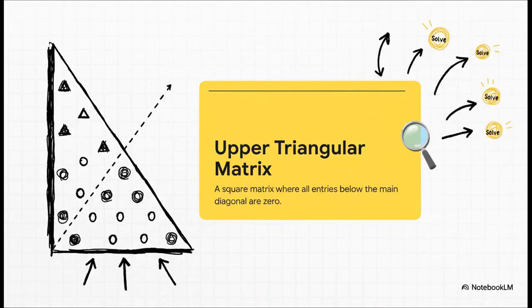And this is what we're aiming for. This beautiful thing is called an upper triangular matrix. Just look at it. See how all the numbers below that main diagonal line are all zeros? Once you get a matrix looking like this, solving it becomes incredibly easy. You just solve the last equation, which is super simple, and then you work your way back up. It's a piece of cake.